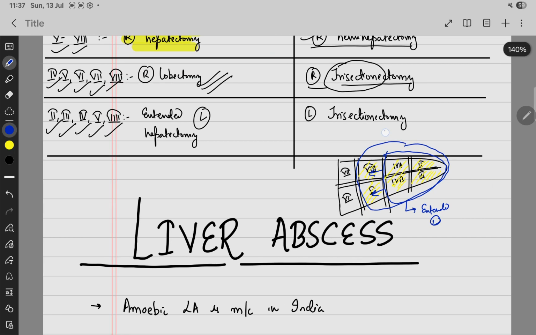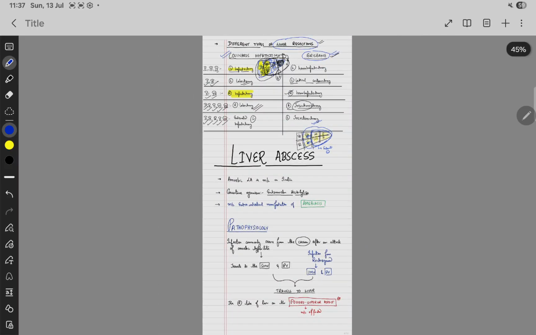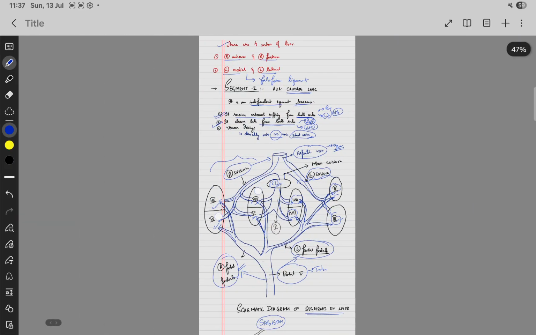Similarly, in case of Brisbane, it was left trisectionectomy because the whole left side is gone, plus we're extending up to 5 and 8. So this was left trisectionectomy. So this was just an overview of the surgical anatomy of liver.